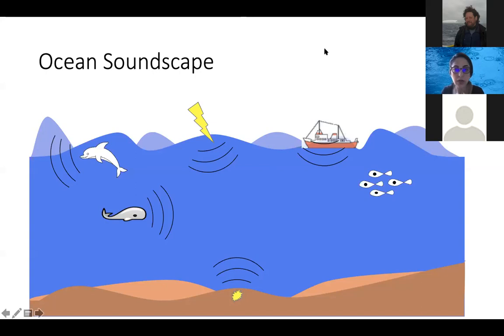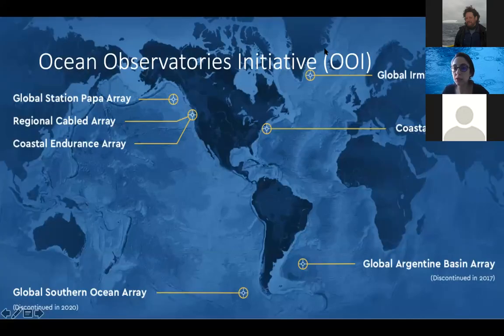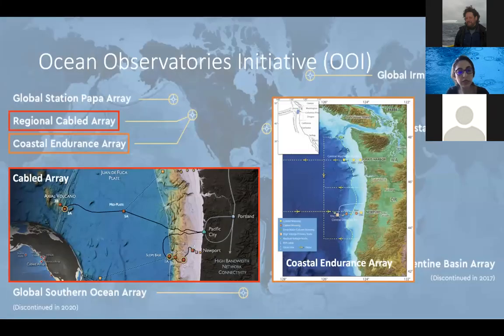Okay, so the data that I'm going to use is collected by the OOI project, the Ocean Observatory Initiative. I'm sure a lot of you are familiar with this project. They have multiple arrays around the globe, and there are multiple instruments in each array, recording data 24/7 for multiple years. I will focus on these two arrays because we have hydrophones in them. Both are in the Northeast Pacific Ocean: the regional cabled array and the coastal endurance array.